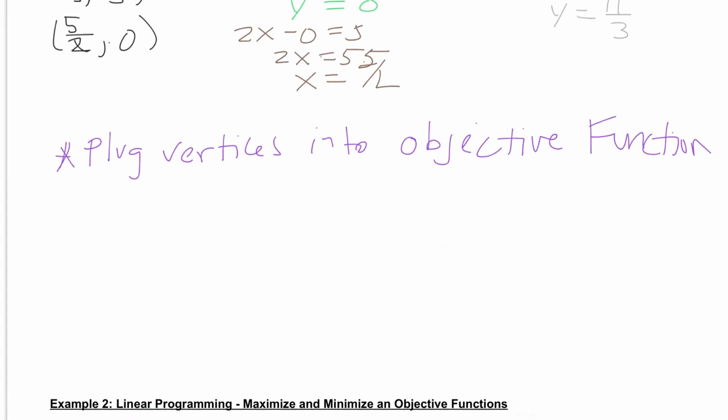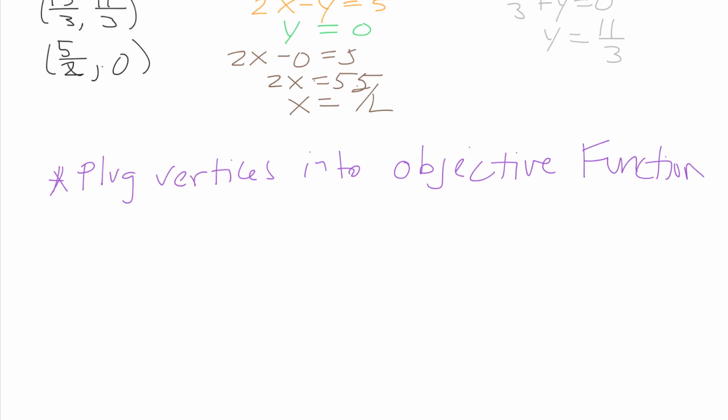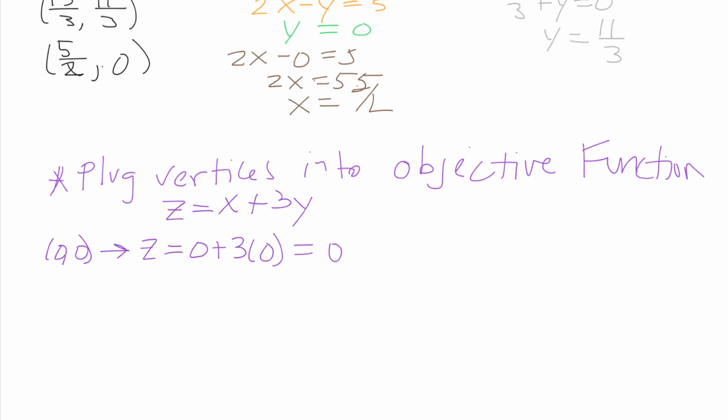So if we come back down here, our objective function, again to remind us, is z equals x plus 3y. And what we're going to do is take each of our vertices and plug them in. Our first vertice that we found was 0, 0. If I plug 0, 0 in, I get z equals 0 plus 3 times 0, which is 0. If I take my vertice of 0, 8 and plug that in, I get z is equal to 0 plus 3 times 8, which is 24.